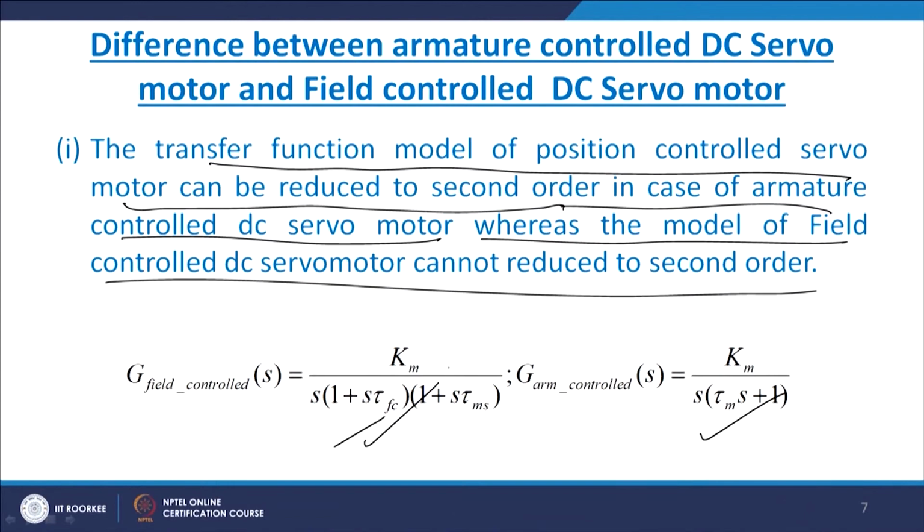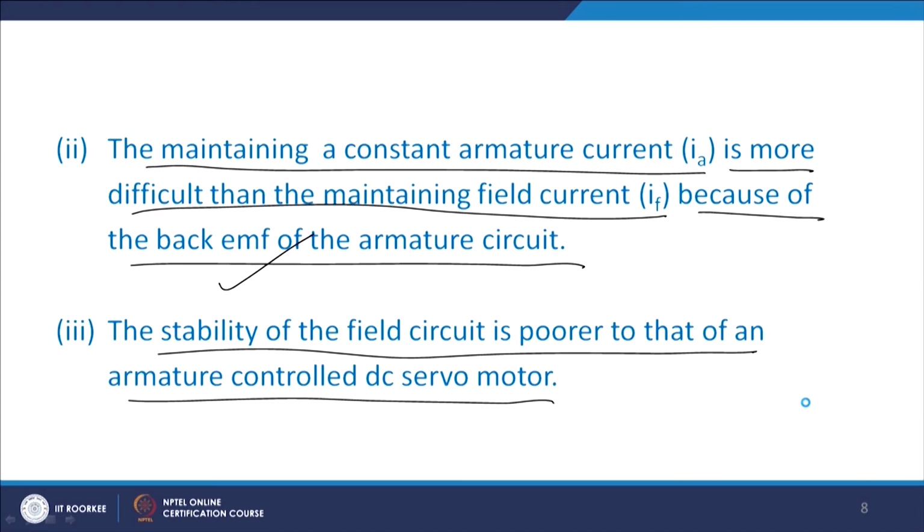You will see that the armature control model can be reduced to second order, whereas the field control model is always third order. And you know that if all the coefficients are positive in the third order and in the second order, what about the effect on stability? If I take one example, 1 upon (S plus A)(S plus B), let us see K.